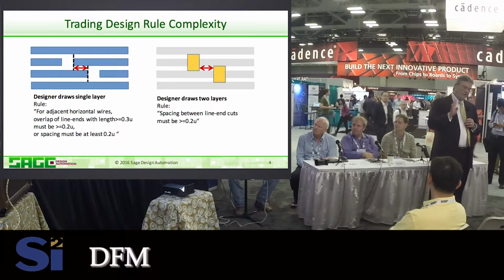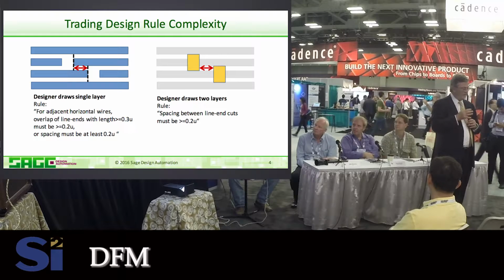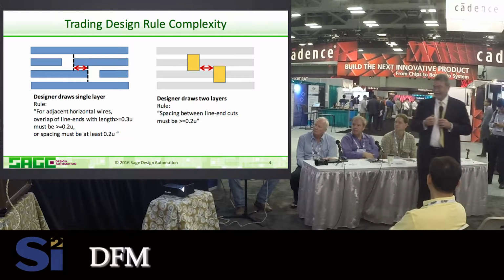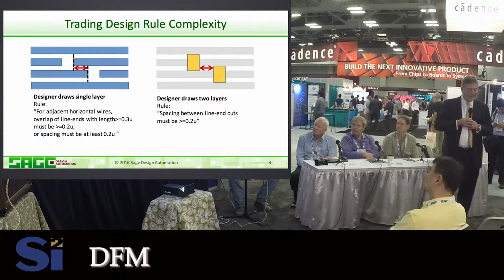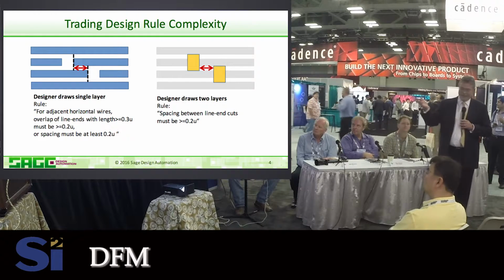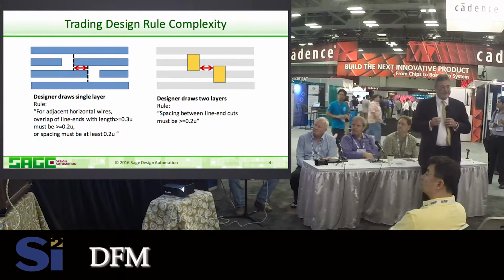These things are very often not exposed to the designers, and it generates an additional level of complexity. So, for example, if you would have cut masks, the design rules for cut masks, which you see there on the right, are fairly straightforward and simple.